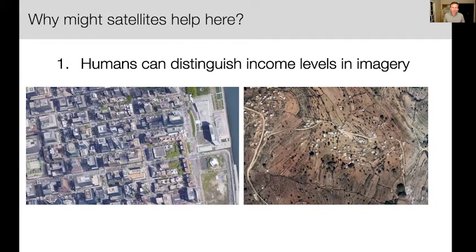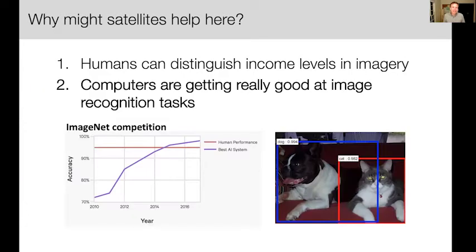So on the left is an image of Manhattan. On the right is a Google image of a place we work in Kenya during the dry season. So I think you can readily distinguish differences in wealth and likely differences in per capita expenditure between these two images just by looking at them. So humans can distinguish income levels or consumption expenditure levels pretty rapidly in imagery.